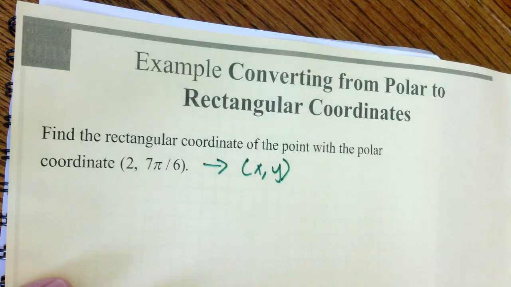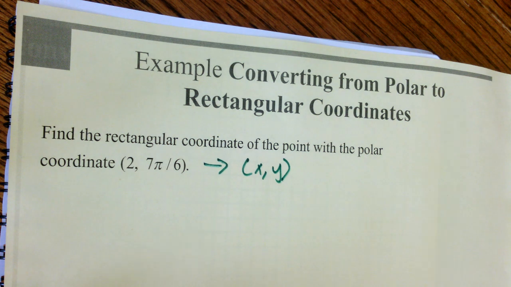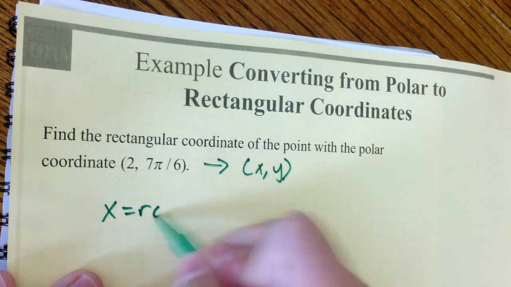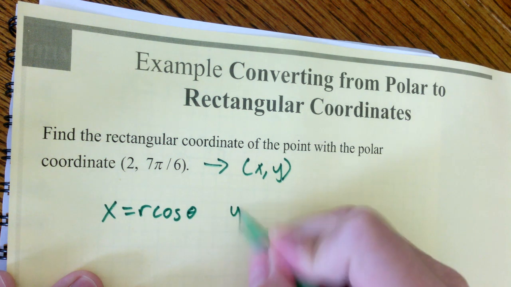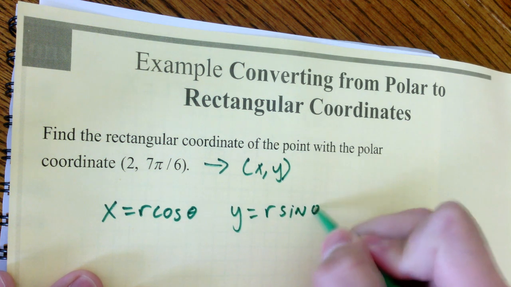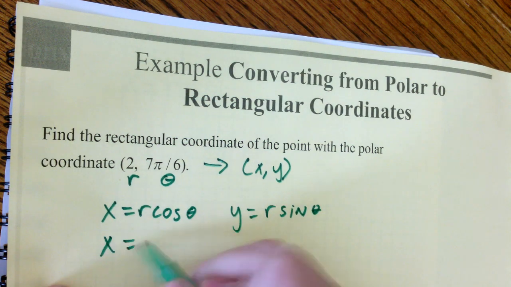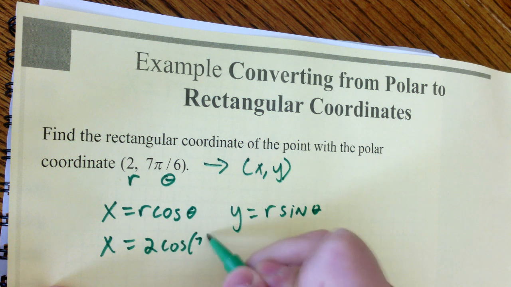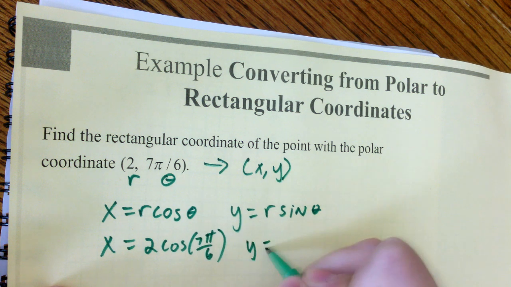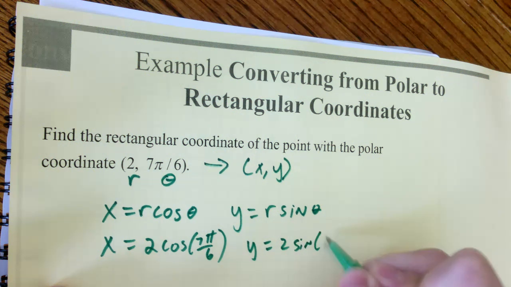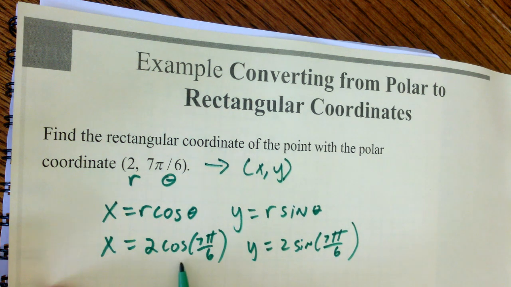So if we're given polar coordinates, we want to convert that to our rectangular, which is x, y. So now all you need is your equations. x equals r cosine theta, and y equals r sine theta. And then you plug in the information. This is your r, this is your theta. So substitute those in. Then you should be able to find the exact values of those, if you remember from the trigonometry section previous.